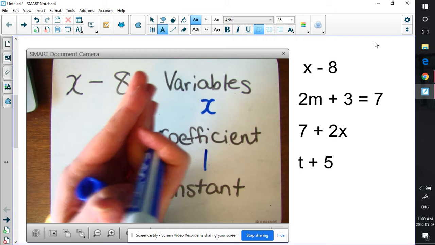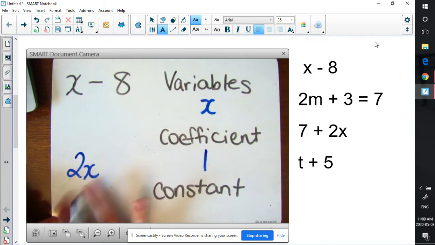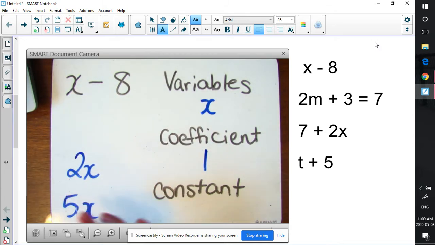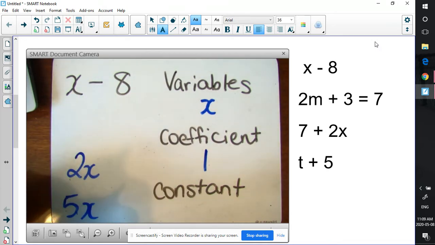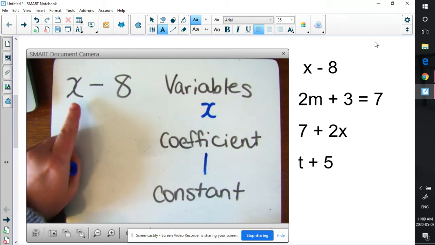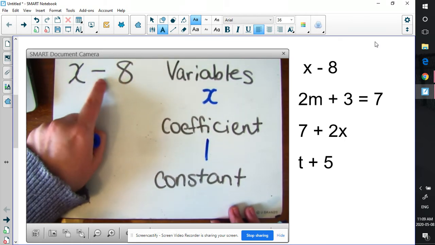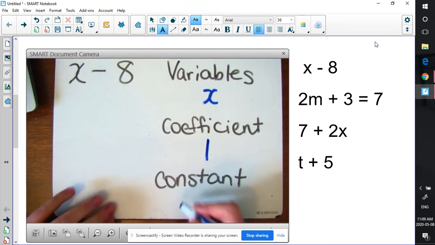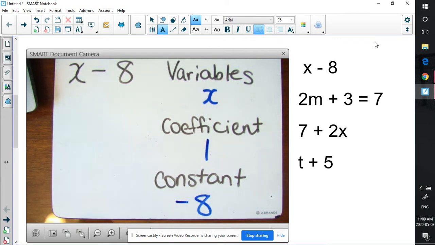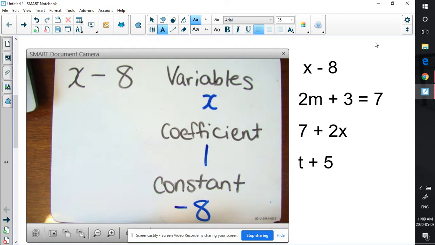When I say stuck to a variable, I mean like exactly beside it, no operation in between it. So those are stuck to the variable. That's not a constant, that's a coefficient. So this 8 is not stuck to the variable. It has a separation. And since there is that subtraction sign, my constant is actually going to be negative 8 because of that. Okay, let's do the next one.